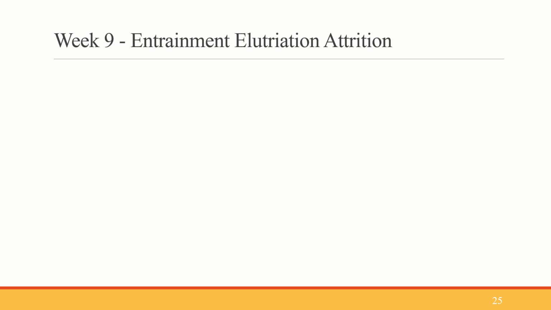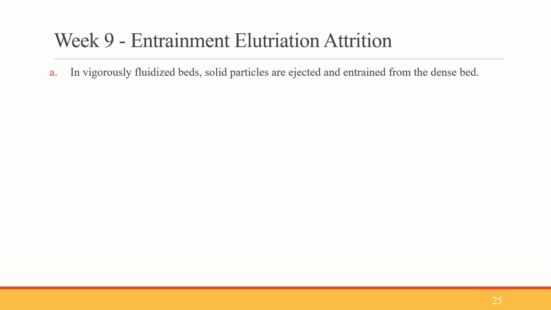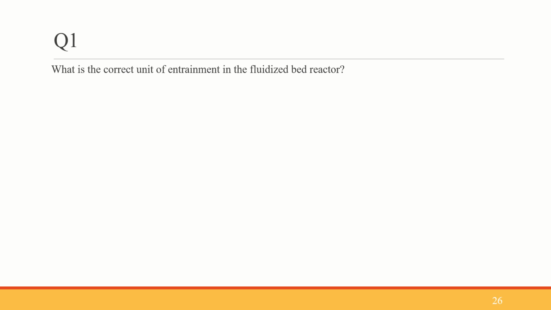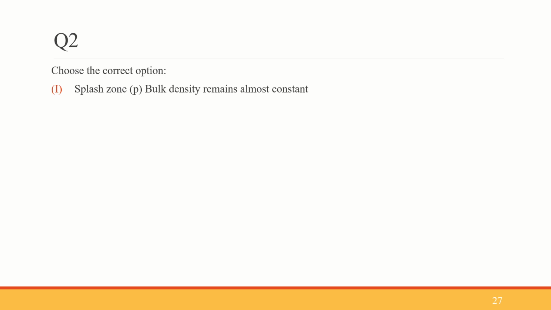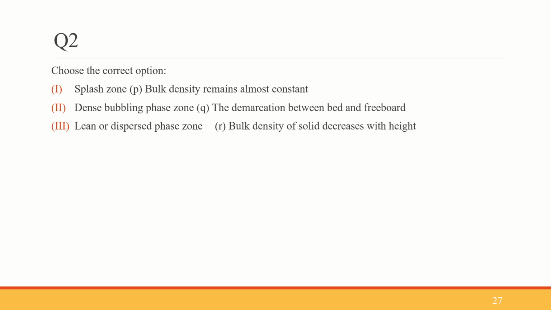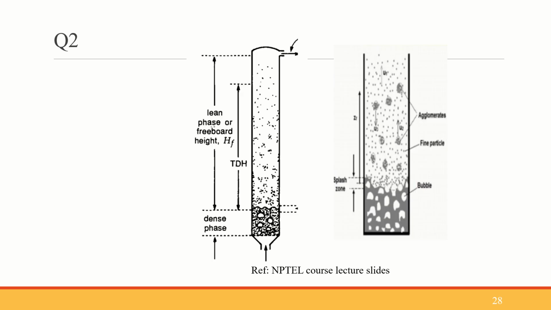Later we have seen the entrainment and elutriation and attrition problems. For that, we have seen some introduction, and the unit of entrainment is the flux. So it is carryover of solids in kg per unit cross sectional area per unit time, so it is kg per meter square per second. And the splash zone is the demarcation between the dense zone and the lean or freeboard height. In the lean or freeboard region, we are able to see density decreases with height, whereas in the dense zone the bulk density remains constant. And this we have seen with respect to the image as well.